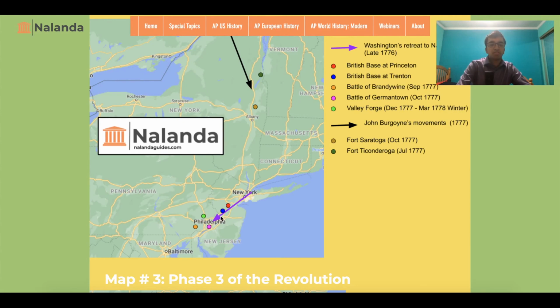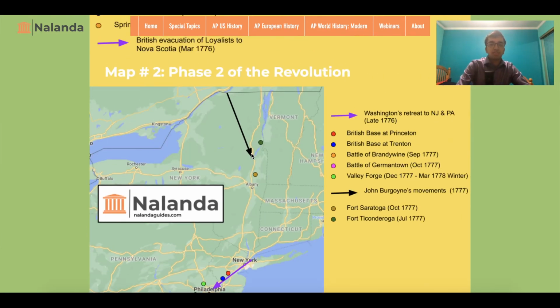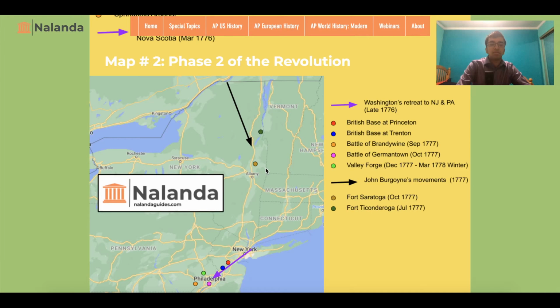before Washington could retreat to Valley Forge. Valley Forge is right here for the winter of 1777 to 1778. In the north, Burgoyne took over Fort Ticonderoga, which is shown here, but he lost a few other battles which weakened his army. So then he sought to take over Fort Saratoga, and the colonial general Horatio Gates trapped his army, causing him to surrender.